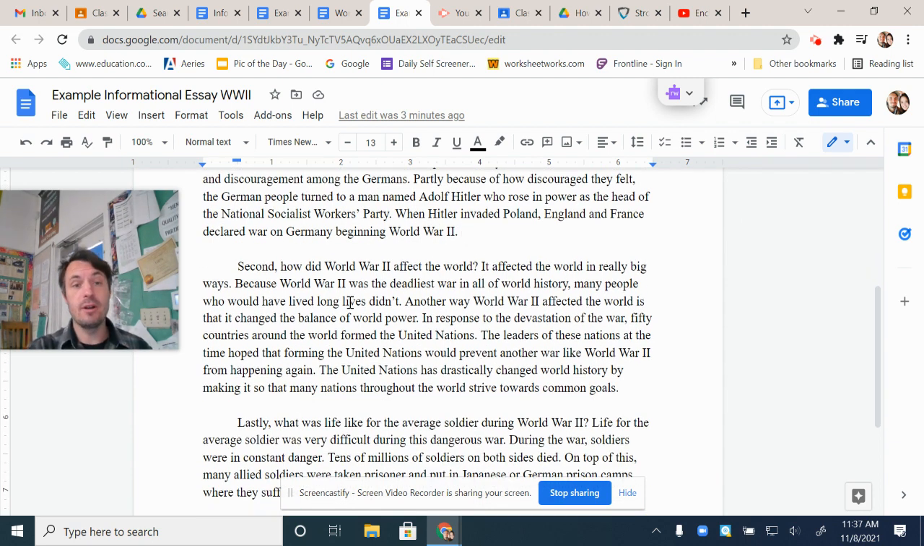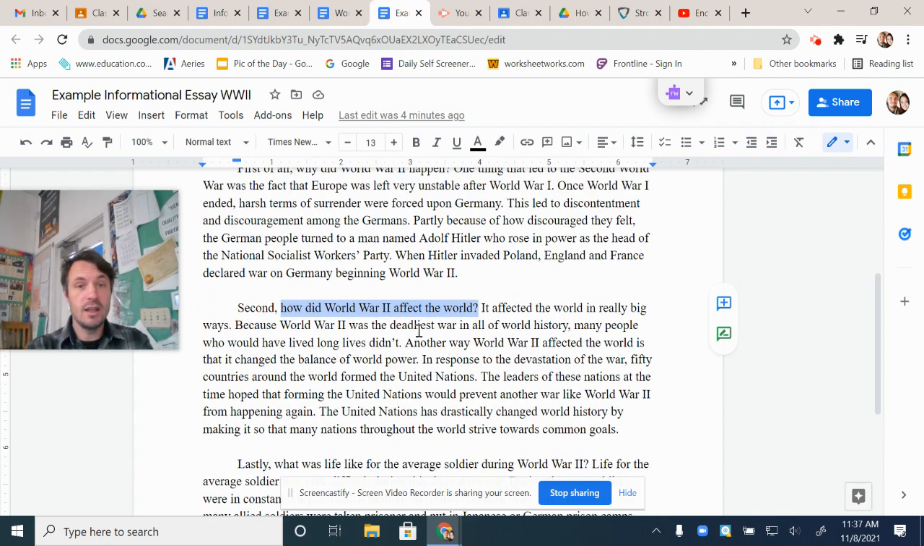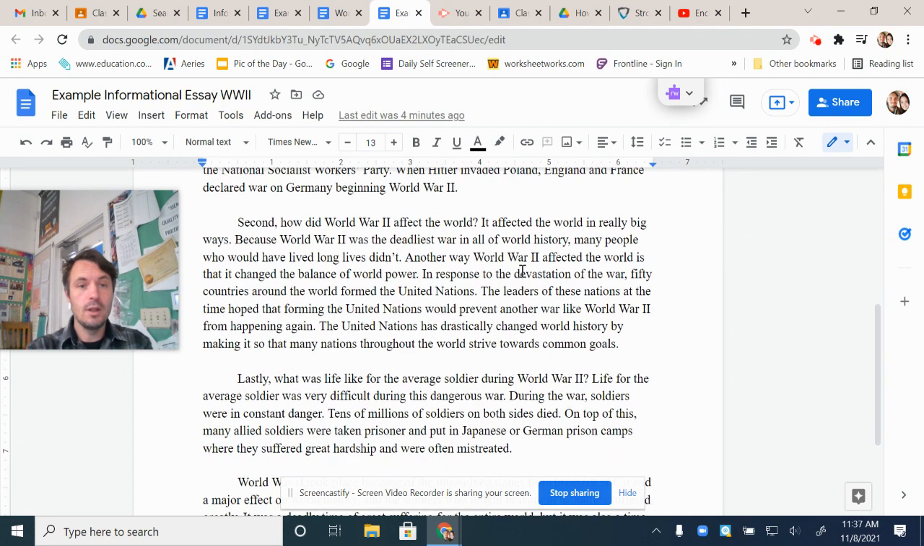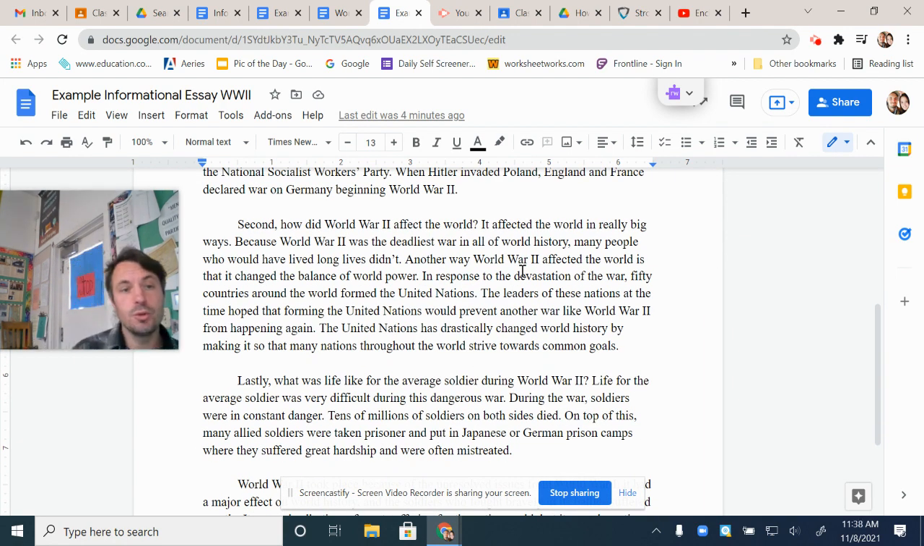Now, my second main body paragraph starts with a transition word, second, and then it goes into the topic sentence. How did World War II affect the world? And again, that was introduced up here. Second, how did World War II affect the world? That's my topic sentence. All the rest of this paragraph will only be about that. It affected the world in really big ways.